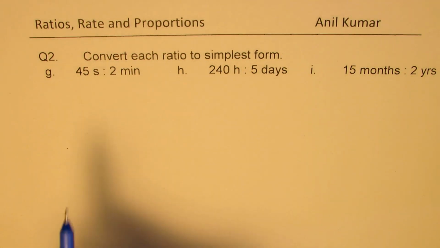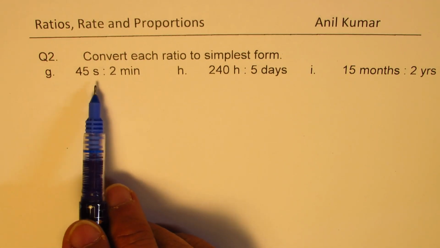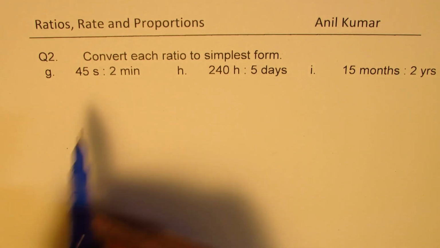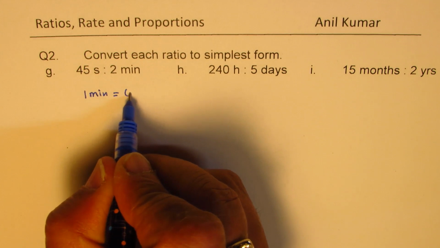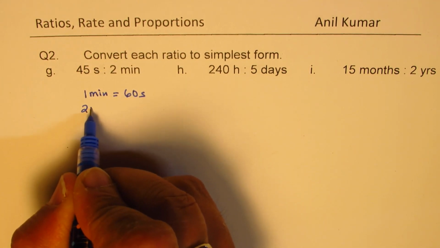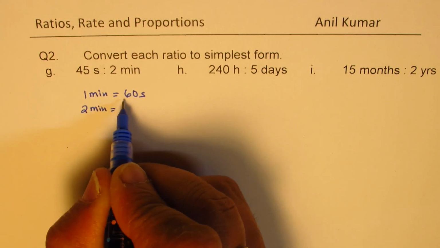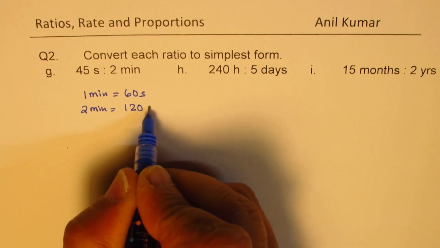Convert each ratio to simplest form. Now we are given 45 seconds and 2 minutes. As you know, 1 minute is equal to 60 seconds. So 2 minutes will be equal to 2 times 60, 120 seconds.